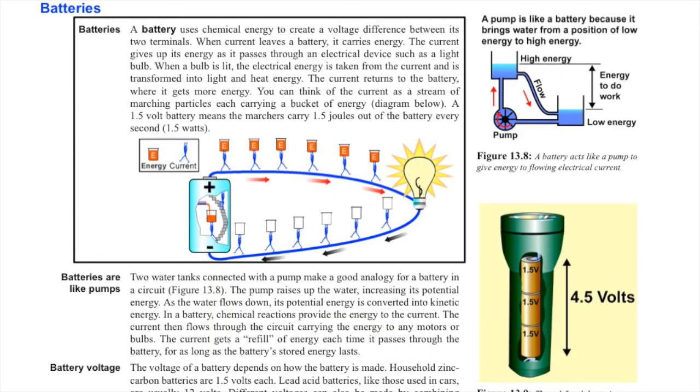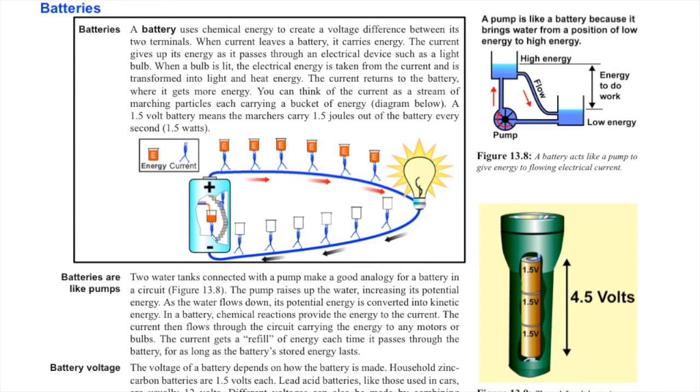Batteries. A battery uses chemical energy to create a voltage difference between its two terminals. When current leaves a battery, it carries energy. The current gives up its energy as it passes through an electrical device such as a light bulb. When a bulb is lit, the electrical energy is taken from the current and is transformed into light and heat energy. The current returns to the battery where it gets more energy.